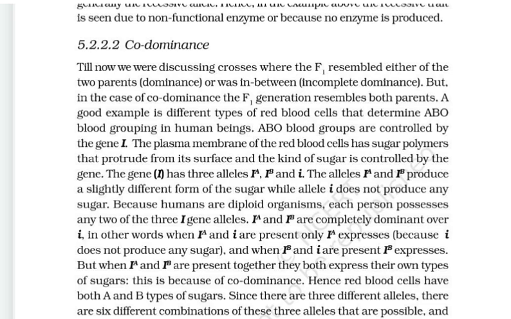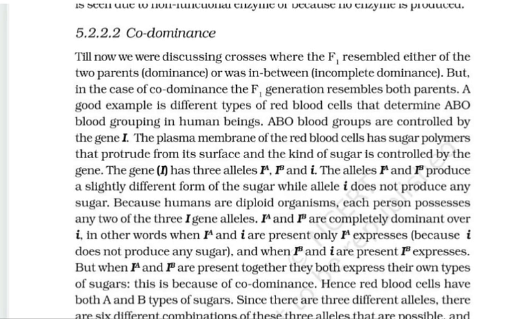ठीक है, the plasma membrane of the red blood cells has sugar polymers that protrude from its surface, and the kind of sugar is controlled by the gene. The gene capital I has three alleles, that is IA, IB and small i. The alleles IA and IB produce a slightly different form of the sugar, while the allele i does not produce any sugar.